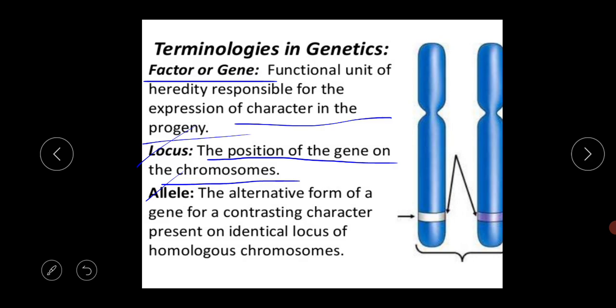Next thing is the allele. Okay, so what is the meaning of allele? Allele means the different forms of a gene. Normally one gene has two forms. So the different forms of the gene are called the alleles, the alternative form of a gene for a contrasting characteristic.